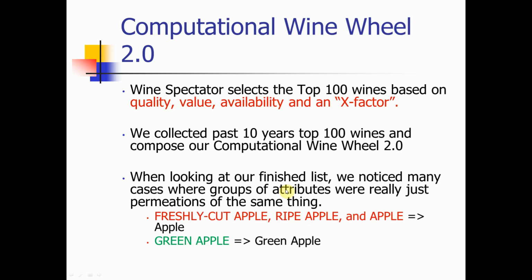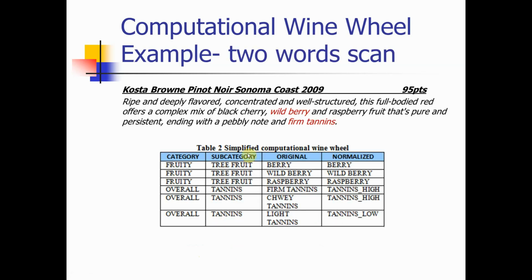When looking at our finished list, we noticed that many cases or group attributes were really actually the same thing. So basically, if you see a fresh cut apple in the review, ripe apple, and apple, they are actually apple. However, if they are indicating a green apple, it's not really an apple anymore. The flavor between apple and green apple are different, and that's why they will be put into different categories. And therefore, the computational wine wheel is going to give you an example this way.